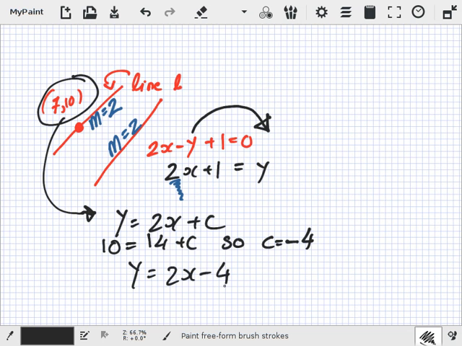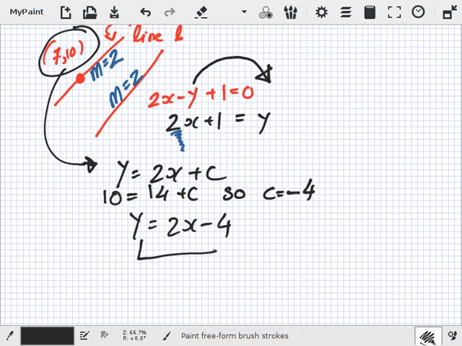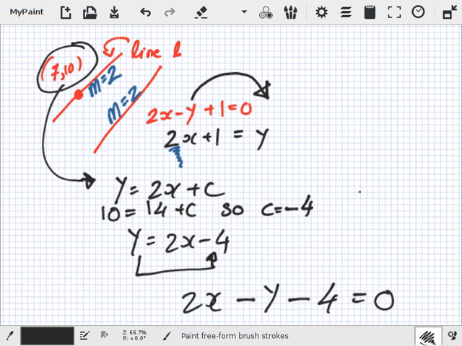Am I finished? No, because the question says write your answer equal to 0. So to finish it, I just have to bring this over to the right, and I get 2x minus y minus 4 equals 0. And that's the answer.